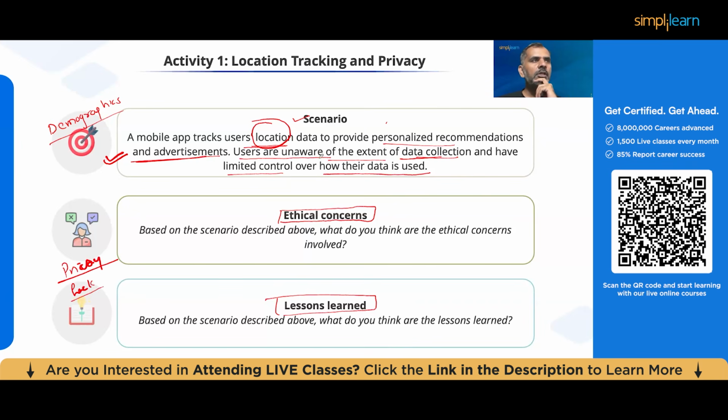If you do not know to what extent the data is being collected and used, can I say that transparency is also not very much available here? If you are using this for personalized recommendations and advertisements, what is the issue related to that? Security is also involved. You are putting a surveillance kind of system in place. You are tracking the personal location.